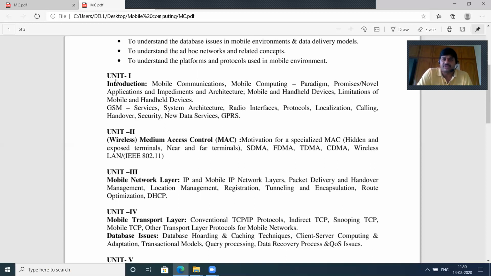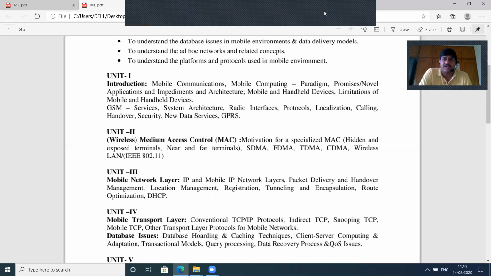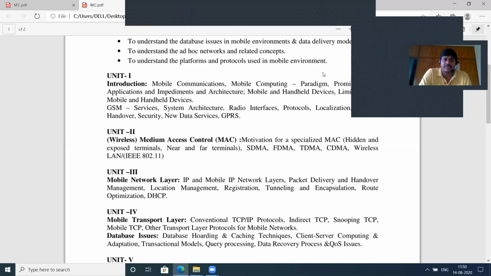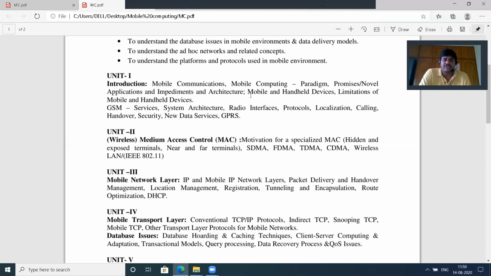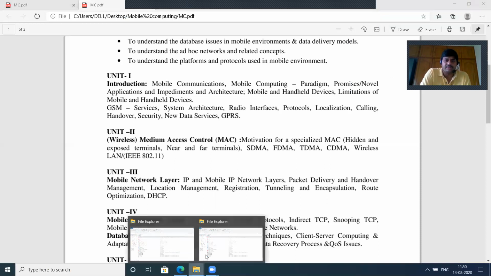Coming to the second part of the first unit, which is a very important one, that is the Global System for Mobile Communication, GSM. In GSM, we'll discuss the different GSM services, the system architecture, the radio interfaces, the different protocols, and localization, and everything. Coming to the first unit in mobile computing.